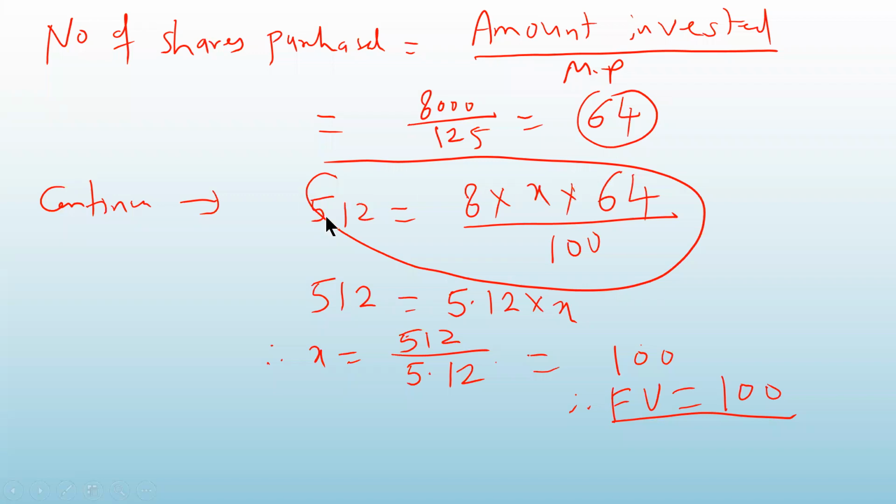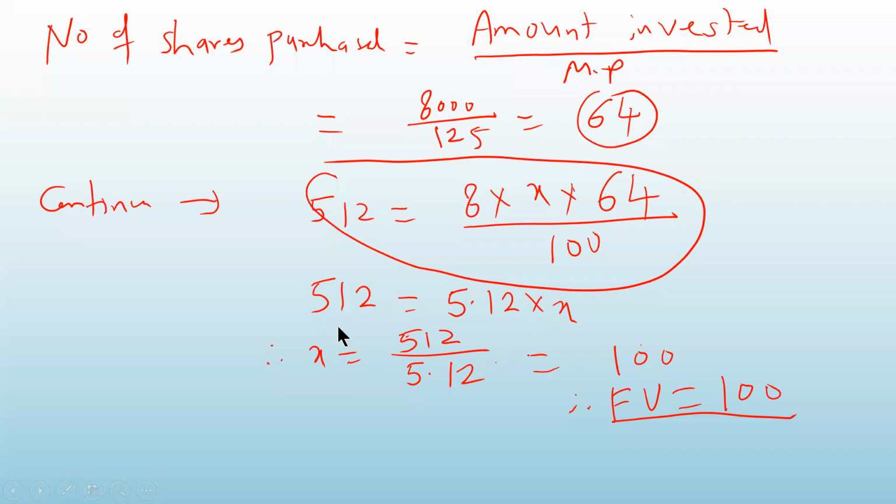What you have to do is, first you put this left hand side as it is, and other than x, whatever are the numbers, you calculate them first. So 8 into 64 divided by 100. Use your calculator, you will get 5.12. And this x you keep as it is. Now you have to find out the value of this x.